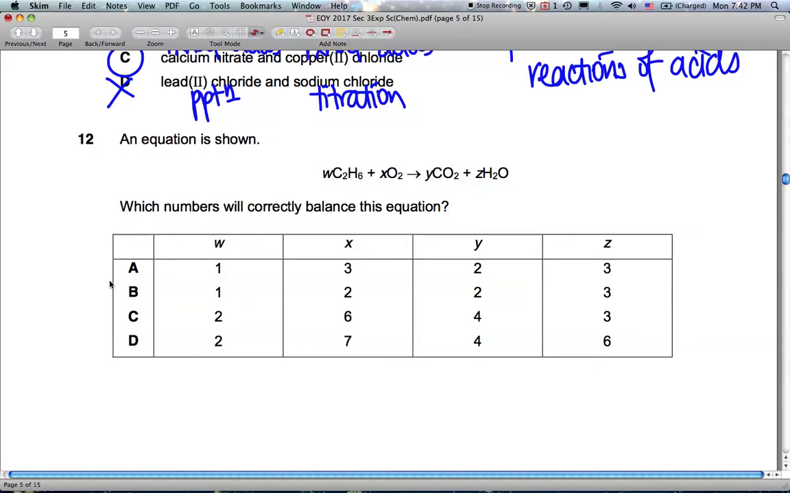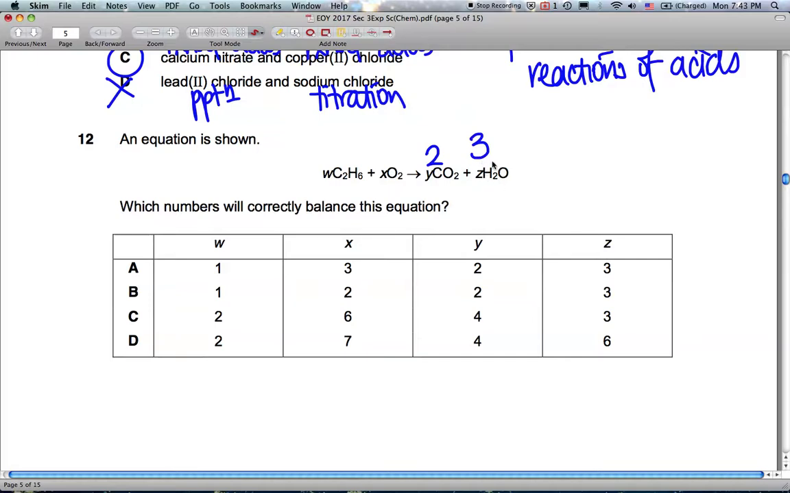Question number 12. An equation is shown. So we have this equation, C2H6 plus O2. We get CO2 plus H2O. So let's take a look at how to balance this equation. If we have 2 carbons on the left but only 1 carbon on the right, we need to have 2 on the right hand side. We have 6 hydrogen here, and we have 2 hydrogen here, so we need to top up with 3, right? Because in order to get 6, I need to multiply 2 by 3.